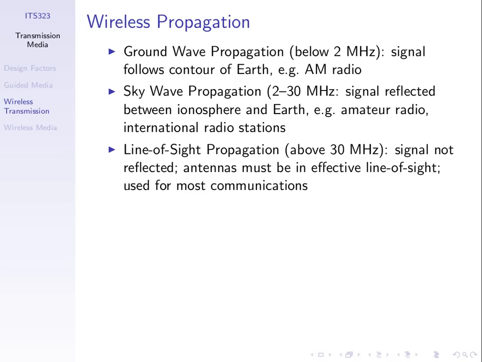But first, let's look at some general characteristics of different frequency signals. How do signals propagate? Wireless signals. Well, it depends upon the frequency that we use. The first classification we see, we divide into 3 different types of propagation. If we're sending signals with frequencies below 2 megahertz, we talk about what's called ground wave propagation. The signal follows the contour of the Earth.